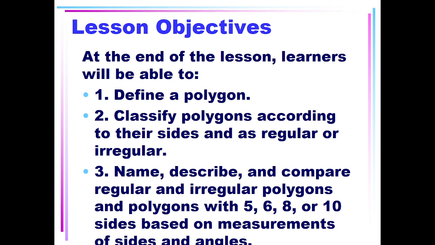So here are the objectives. First is for you to be able to define a polygon. Next is for you to be able to classify polygons according to their sides and as regular or irregular. And lastly, for you to be able to name, describe, and compare regular and irregular polygons and polygons with 5, 6, 8, or 10 sides.